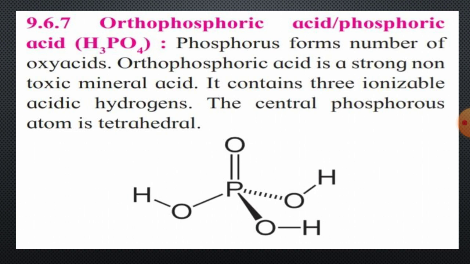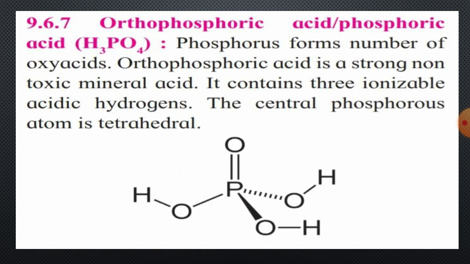In the structure of orthophosphoric acid, we have 3 atoms of hydrogen, 1 atom of phosphorus, and 4 atoms of oxygen. Here student, phosphorus forms a number of oxy acids. This orthophosphoric acid is a strong, non-toxic mineral acid, non-toxic meaning it is not harmful.